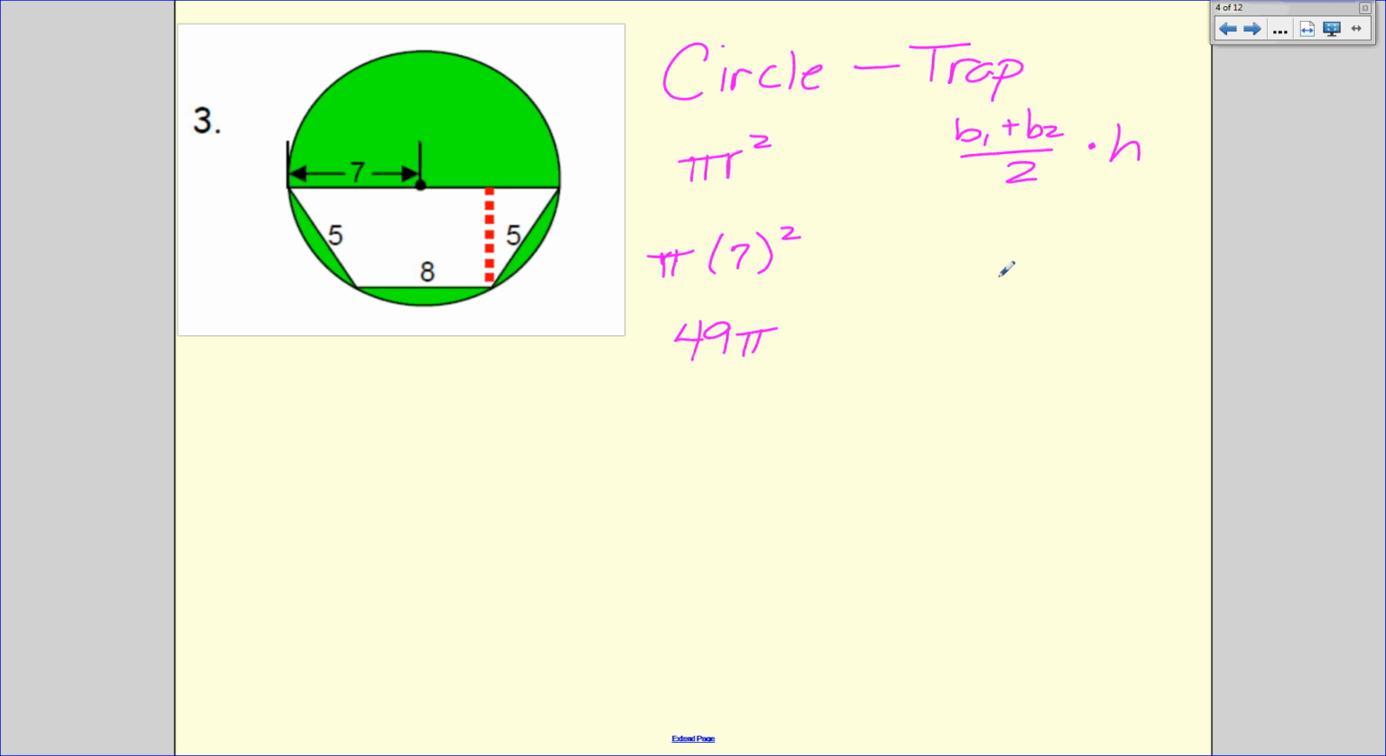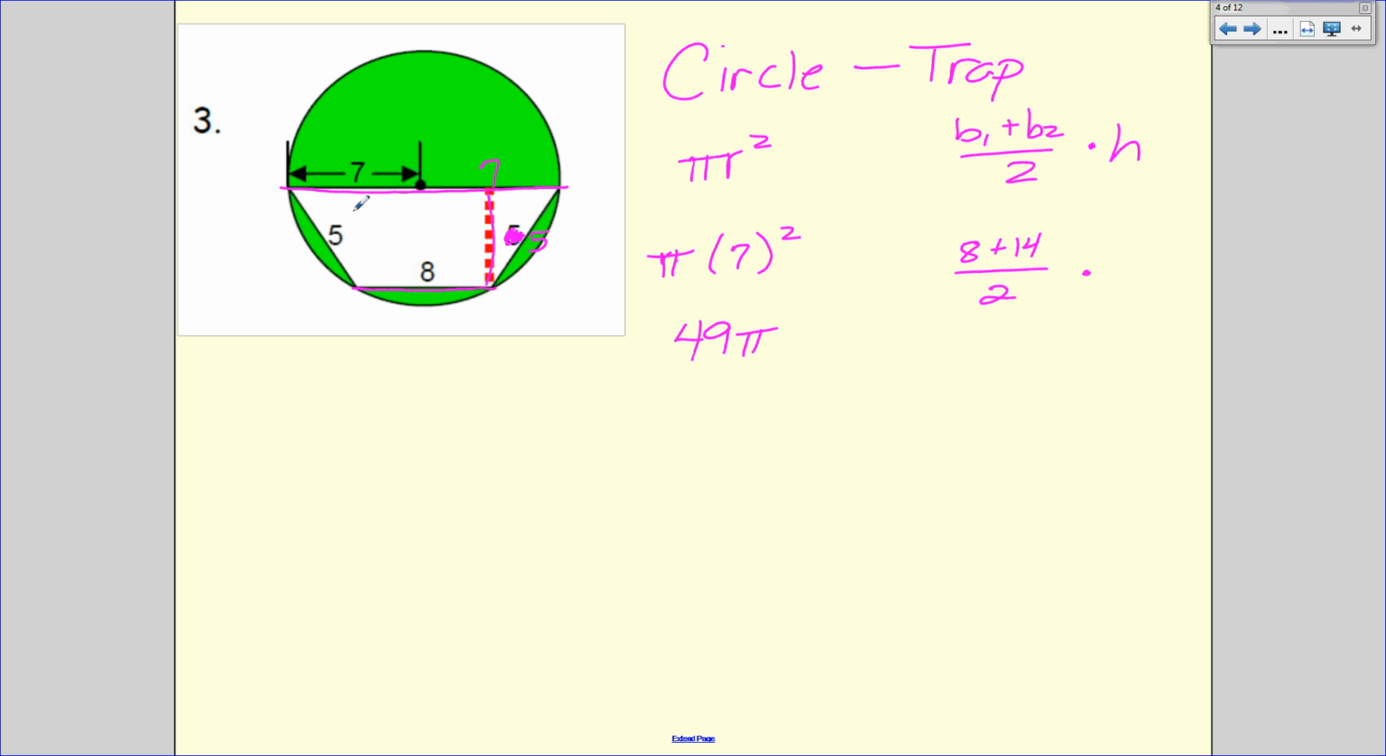Now, base over here, well, if this is 7, then this piece here is 7. So base 1 would be 8, plus base 2 would be from here to here, so that would be 14, divided by 2, times the height. And the height would be this here, which we don't know. So I know this piece is 5 because that's what the 5 goes to.